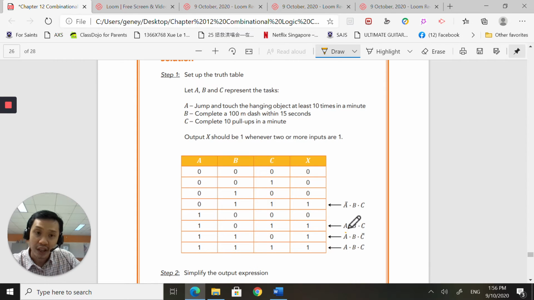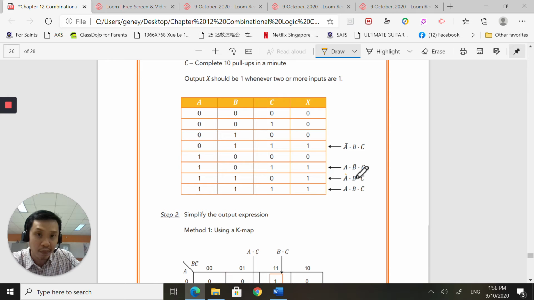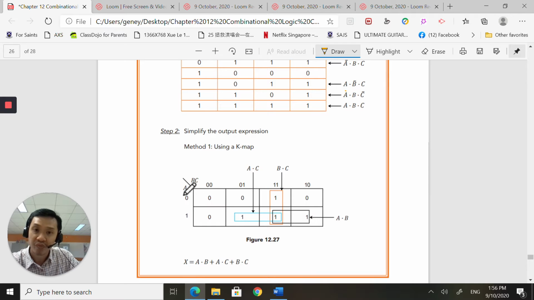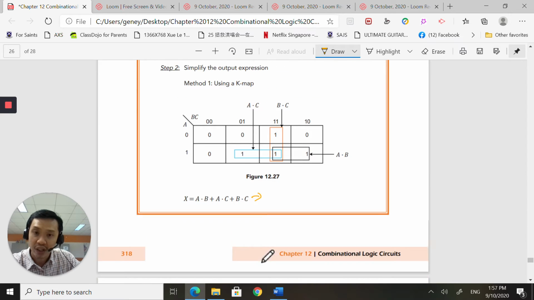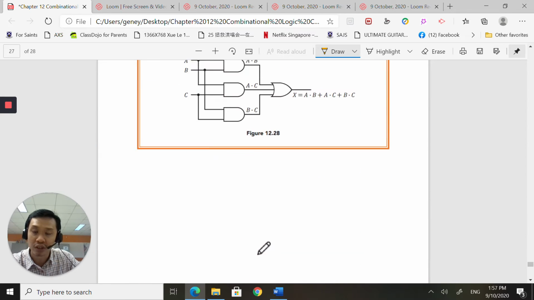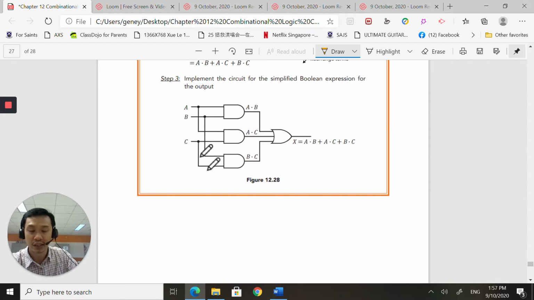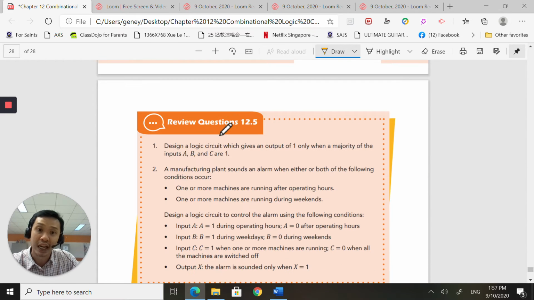And after this, remember, we can straight away implement the solution, no problem. But I already taught you how to simplify the expression, so let's go ahead and simplify this now. First thing, draw a K-map, solve for the loops, and after you get the loops, this is the expression you will get. And after getting the expression, you can actually implement the circuit like so. So it's as simple as that. From start to end, that's the whole general idea.